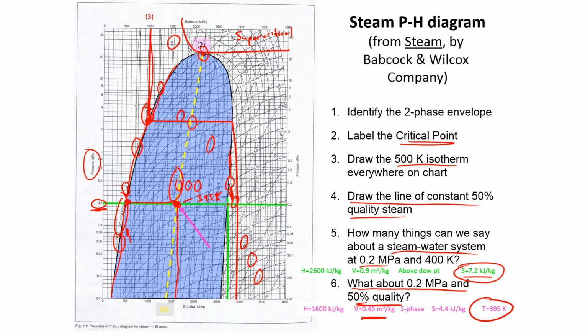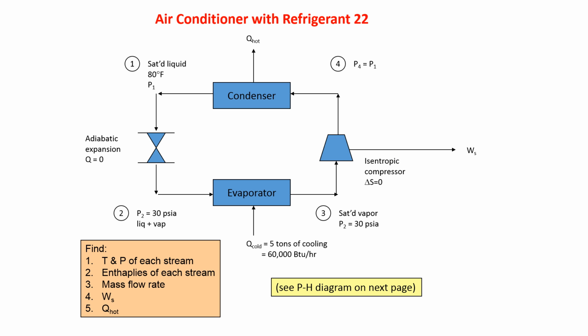Okay, so that's an example of a pressure enthalpy diagram, and we're going to use this now as an example. Now this is water, but we're going to use this in the next example with a refrigeration cycle. Now we're going to use refrigerant 22.